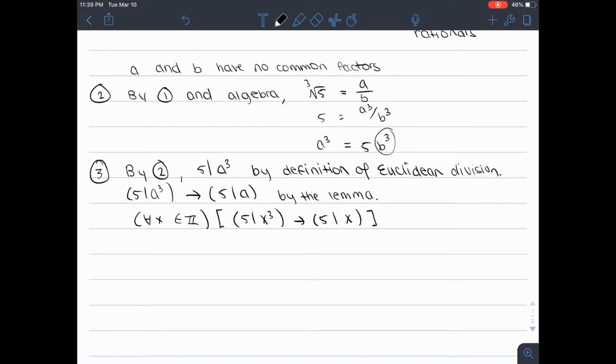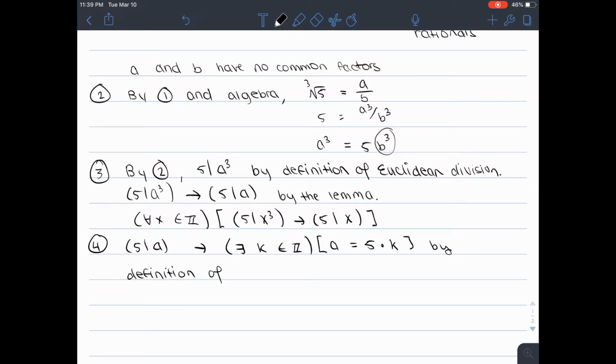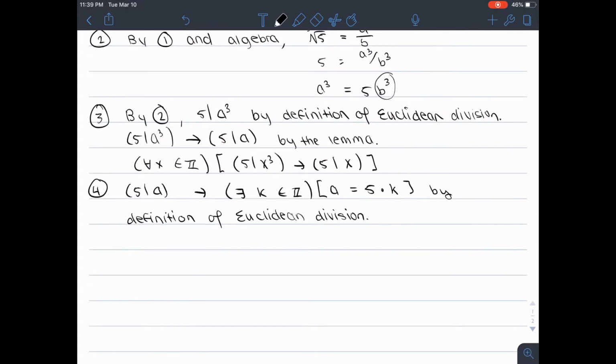Knowing that 5 divides A, we can conclude that A is a multiple of 5. Thus we can define A as there exists a k element of integers, such that A is equal to 5 times k, by definition of Euclidean division. Having done this, we can plug this back into the original equation.